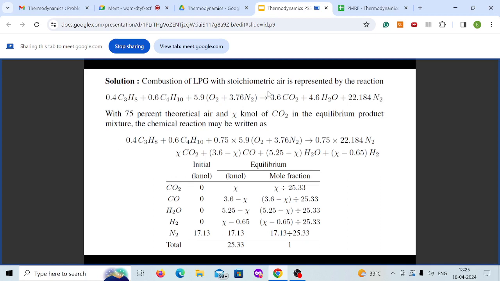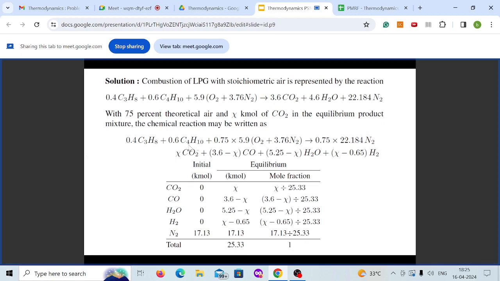Now they said in the problem that the mixture reacts with 75% of theoretical air. That means 0.75 times 5.9 is the amount of air used for the reaction. And we assume that this reaction comes to equilibrium with x kilomoles of carbon dioxide.